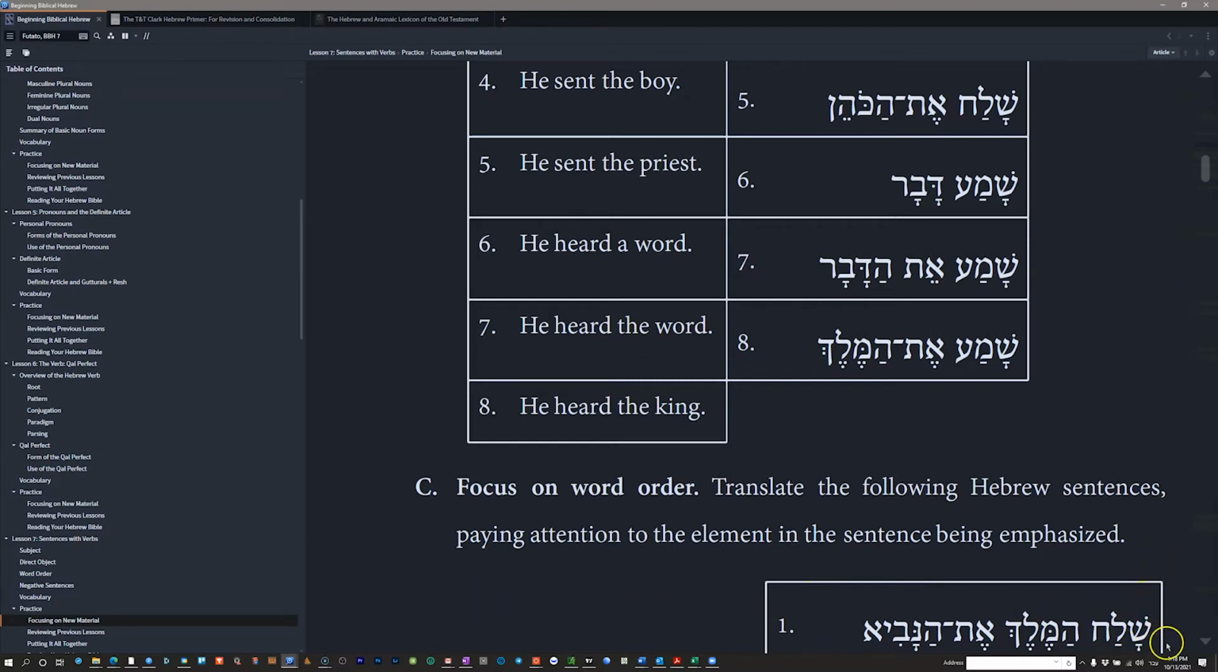All right, so first word, we've got shalach. Even if I don't know the root shalach, I see a 3-letter word with a kametz patak pattern, and that tells me qal perfect 3ms. All right, so shalach means sent.